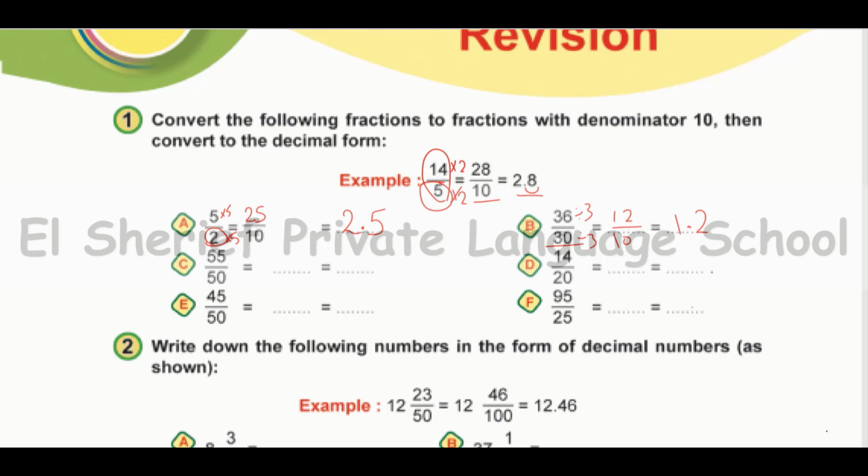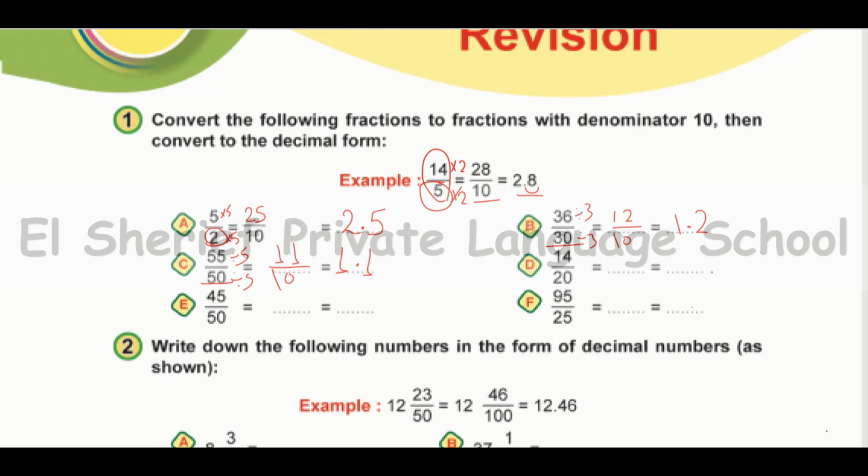Letter C. Here we have in the denominator 50. So we need the denominator equals 10. What will we do? We divide it by 5. So 50 divided by 5 equals 10, and divide the numerator by 5. 55 divided by 5 equals 11. Then convert it to the decimal form. Put 11 as it. Then put the decimal point after one digit.